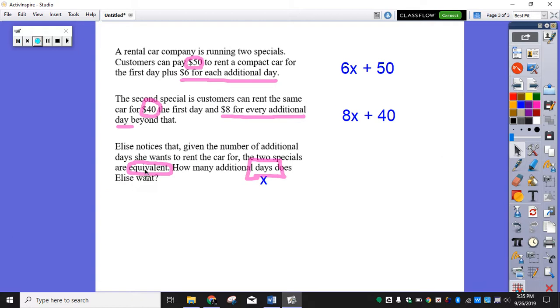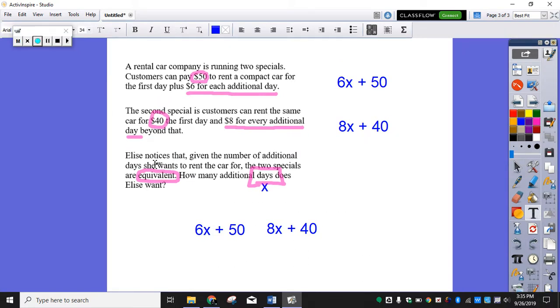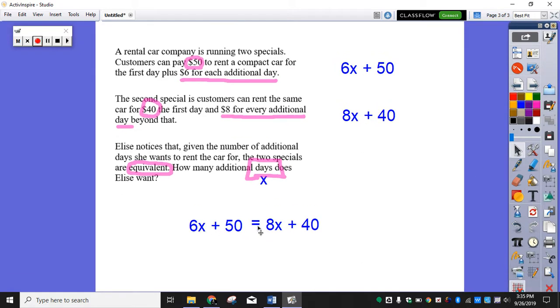And they told me that the two specials are equivalent at some point. That means they're equal. So if this expression represents the first special and this expression represents the second special, then at some point they should be equal according to Elise, and that means that I can create an equation. It's an equation now because I threw in an equal sign. Once I have an equation, I can solve for x. And once I solve for x, I know how many days Elise wants.